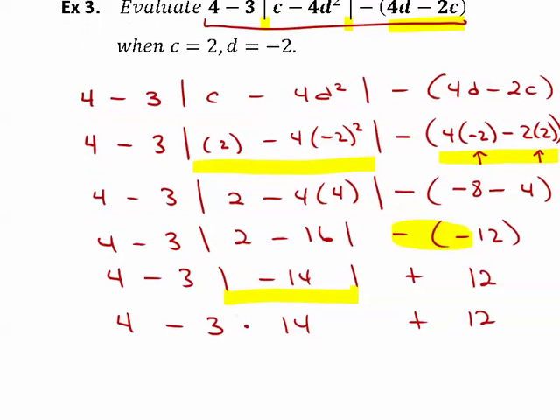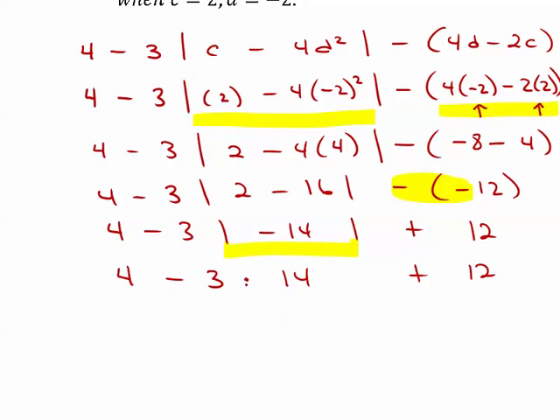So moving down a little bit, what's next? We subtract, multiply, or add. Well, the answer is we multiply. 3 times 14 is 42, then plus 12. Next, we just subtract. First, going from left to right, we take 4 minus 42, that's negative 38. Plus 12, negative 38 plus 12 is negative 26.